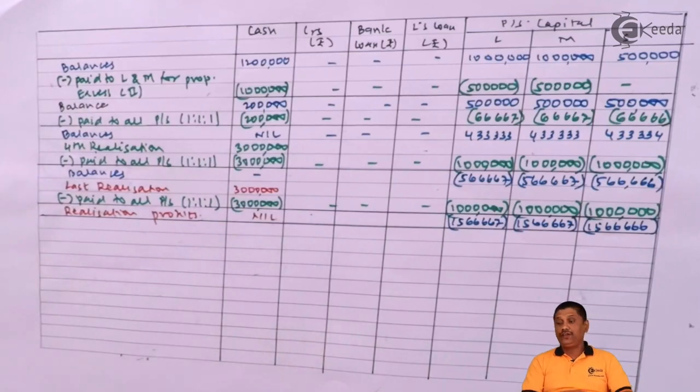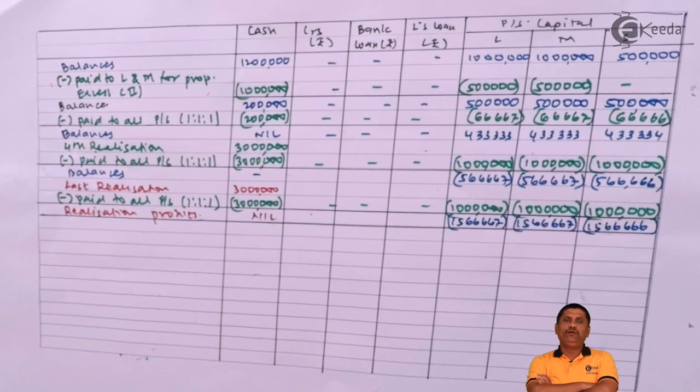So friends, we have learned very easy question of this topic. Importantly, what we learned is that if cash is insufficient at any point of time, we will allocate that cash among the partners in the ratio, means among that particular category of liability. Like just now, I had less amount to pay creditors at the time of first realization. So what I did, I paid to the creditors and bank loan in the proportion. So we have to understand that whenever cash is insufficient, available cash will be paid to the appropriate liability. If liabilities are more than one, we will allocate that cash in the ratio.